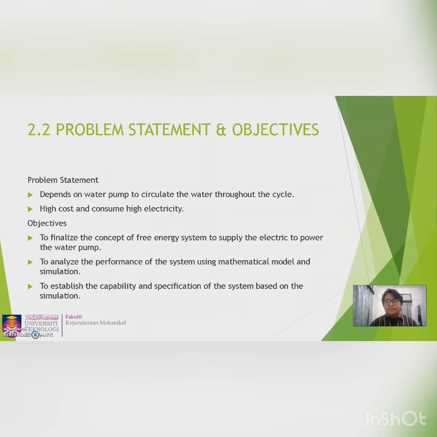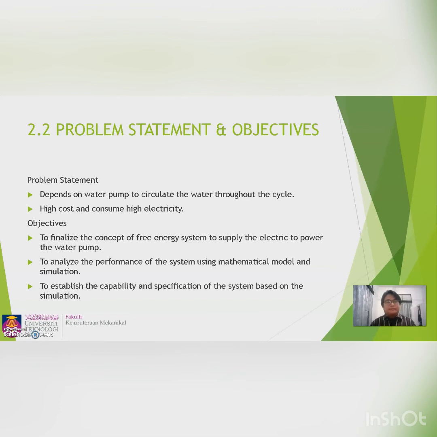This is the problem statement and objective. The problem statement in this project is that it is obvious that aquaponic systems depend on a water pump in order to circulate the water throughout the cycle. Most aquaponic systems nowadays use an electrical water pump to operate, and it is very high cost and consumes high electrical energy. So we need to come up with a solution on how to reduce the cost and reduce the consumption of electrical energy.